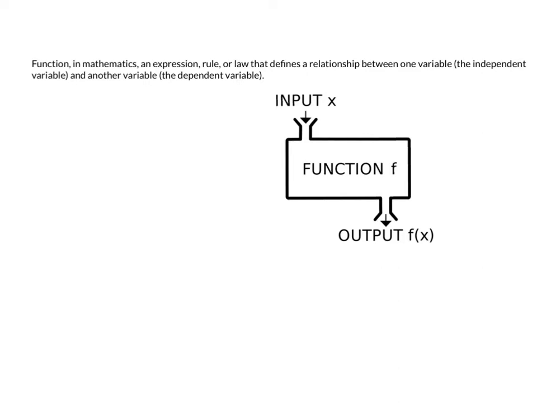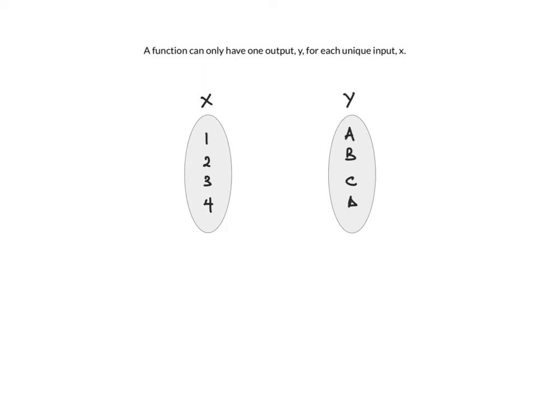The input values are what we call the domain, all those values of x. Now those values of x can be given to us or we can choose them. The output values make up the range. A function can have only one output value for each unique input value.